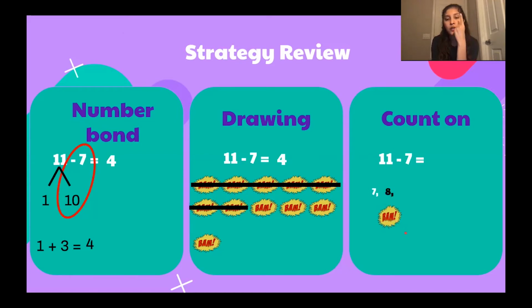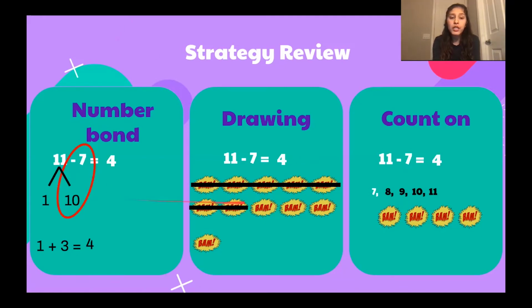Then you go 9. Then you say 10 and 11. So you would end up with 4 fingers. Or if you were drawing it down with the numbers, you have 1, 2, 3, 4 BAMs. Okay, you see how each one matches with it. So then that's the count on strategy. So 11 minus 7 equals 4.